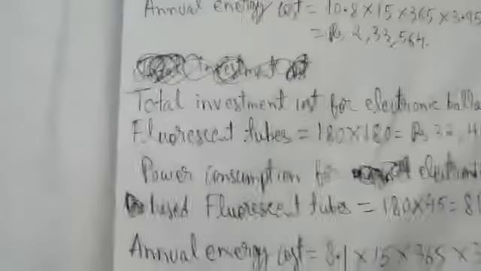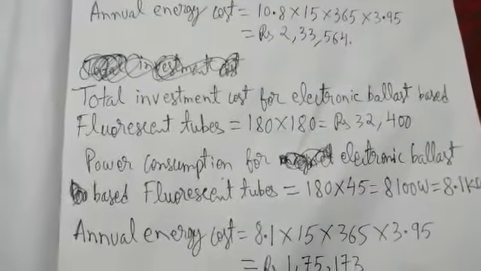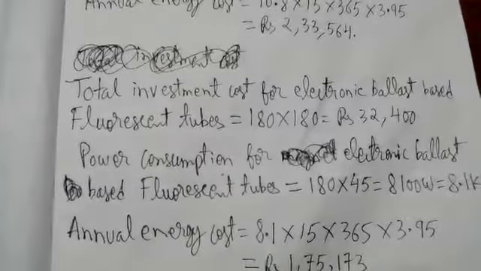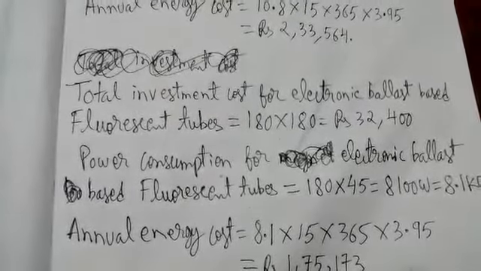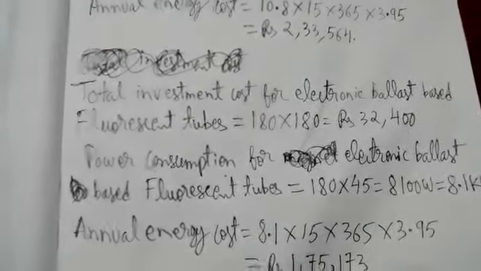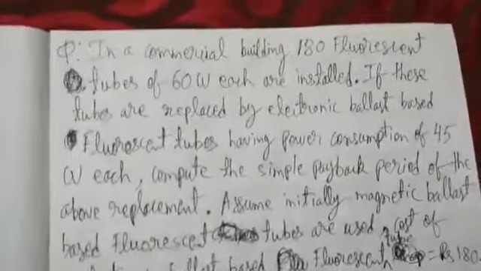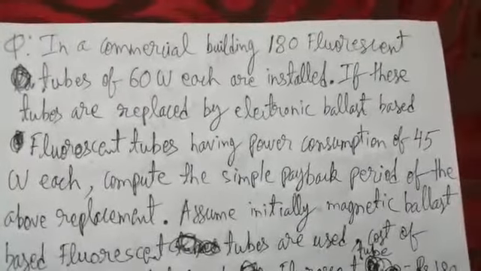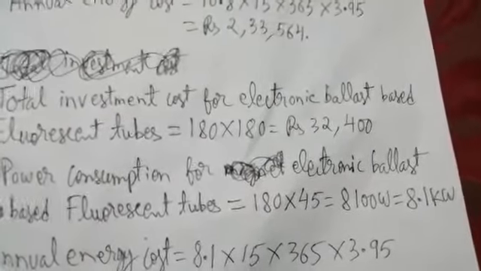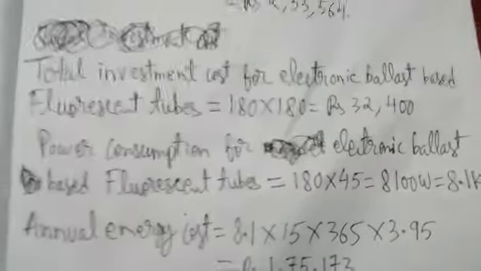Then focus on the power consumption. Calculate the power consumption for electronic ballast based fluorescent tubes. It will be again the number of electronic ballast based fluorescent tubes, that is 180, into the power rating of each one. The power rating of each electronic ballast based fluorescent tube is nothing but 45 watt. So 180 into 45 gives 8,100 watt, means 8.1 kilowatt.